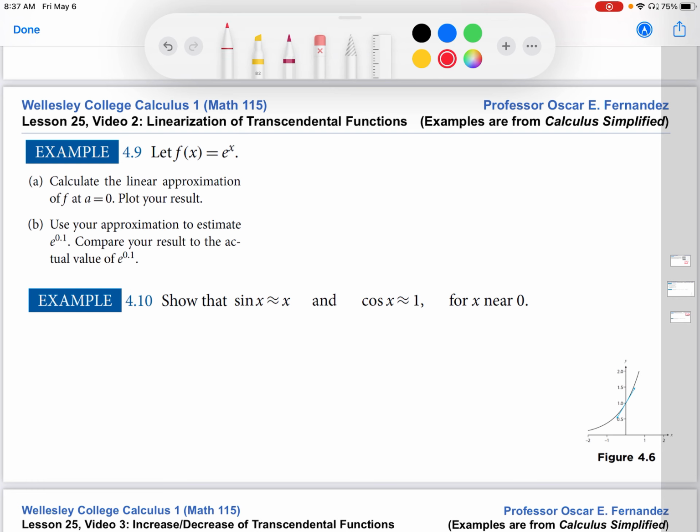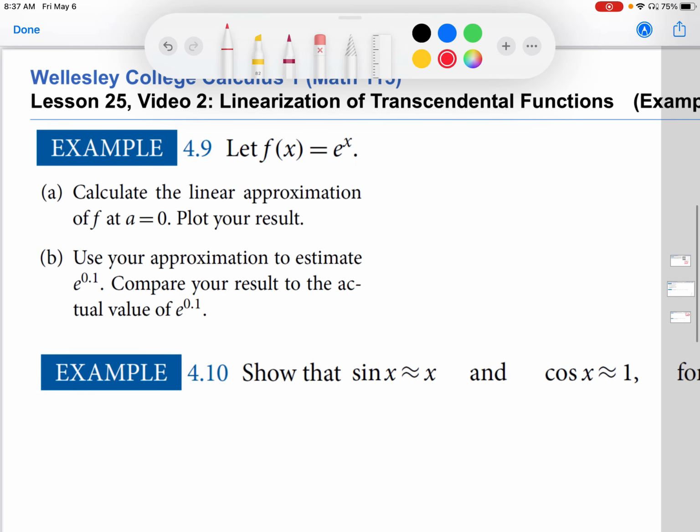What is here on the left? I'm going to zoom in a little bit. So suppose f of x is the natural exponential e to the x. The first one says calculate the linear approximation of f at a equals 0, and then plot your result.